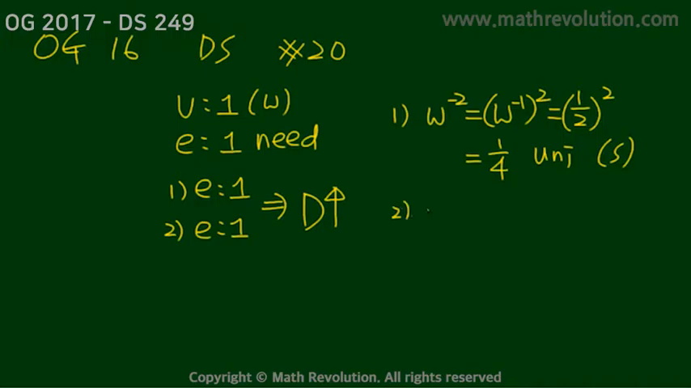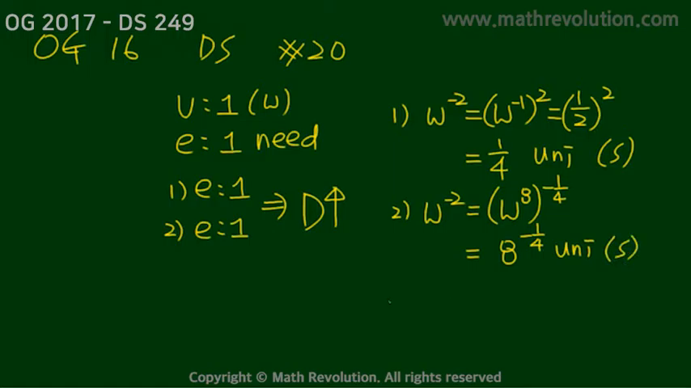In case of condition 2, W to the power of negative 2 becomes W to the power of 8 to the power of negative 1 over 4. So this becomes 8 to the power of negative 1 over 4. And the answer is unique and the condition becomes sufficient. And the correct answer choice is D.